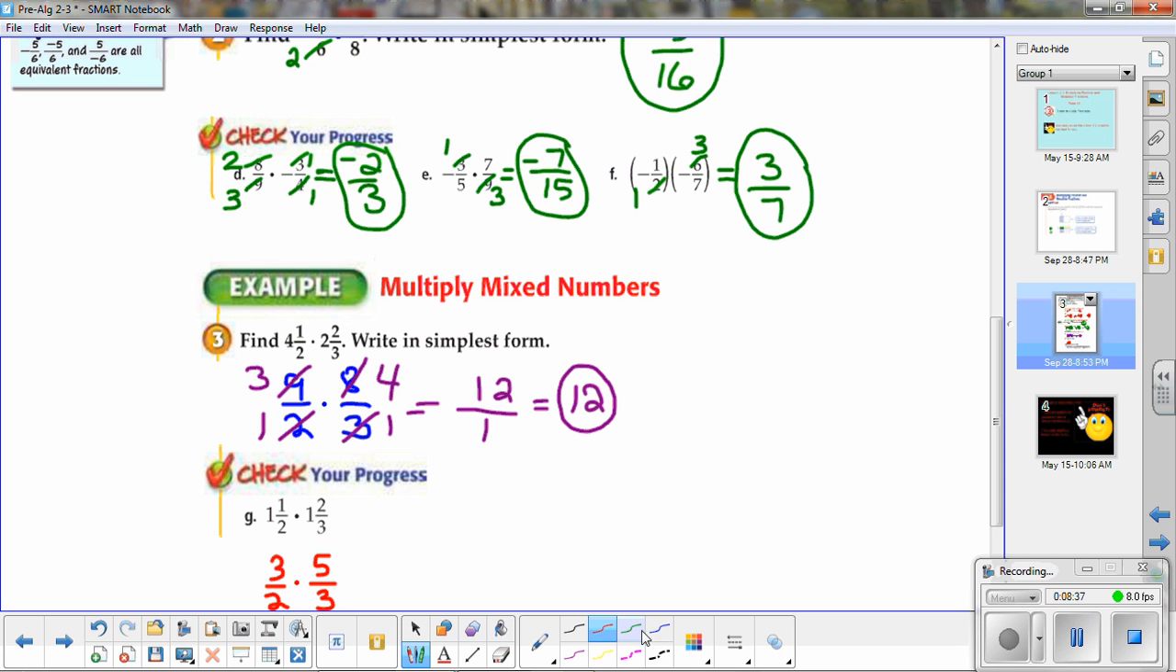This one I can simplify before multiplying because the 3 and the 3 both can be divided by 3. 3 goes into 3 once. 3 goes into 3 once. Now if I multiply my numerators, 1 times 5 is 5, and 2 times 1 is 2. This, however, is an improper fraction because the numerator is bigger than the denominator, so we're going to write our answer now as a mixed number. 2 goes into 5 2 times, with 1 extra left over, and you keep the bottom the same. So 5/2 is really 2 and 1/2.